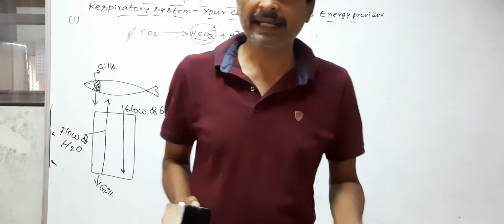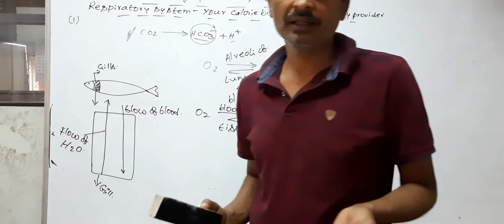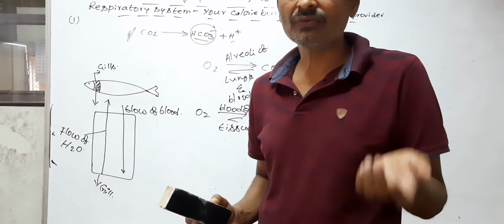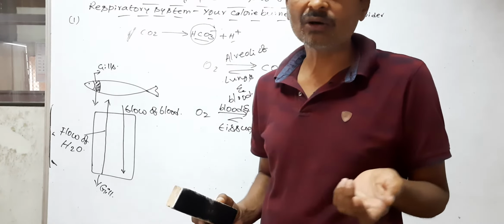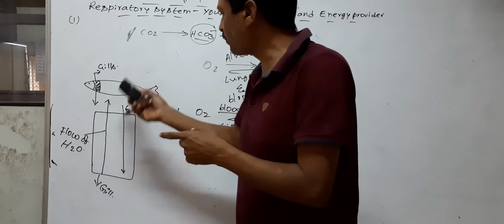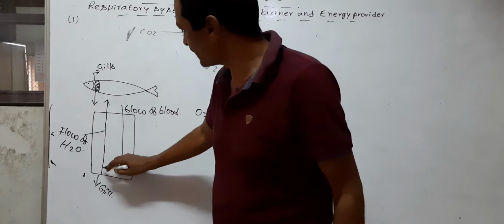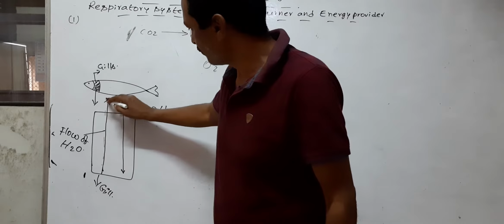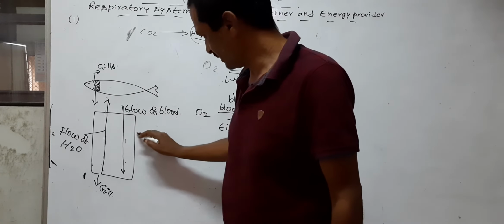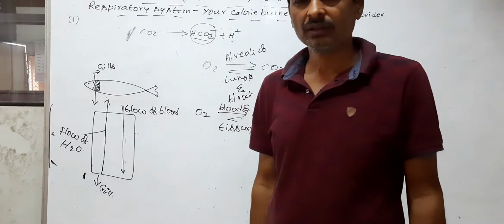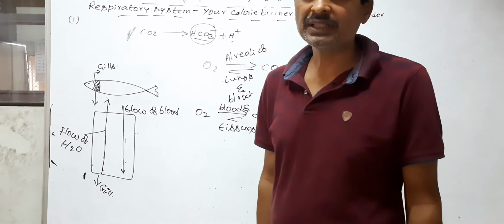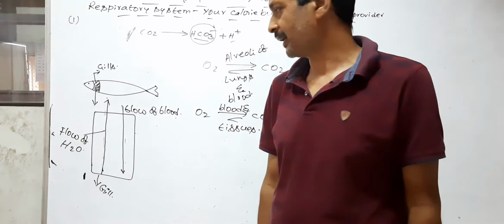So the direction of flow of blood in the gills and the direction of flow of water are in counter current flow mechanism. Here counter current means opposite direction. This direction is flow of water, this direction is flow of blood. So this is gill. It is for efficient oxygenation of blood.